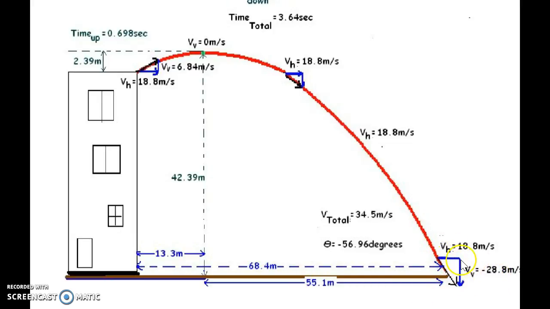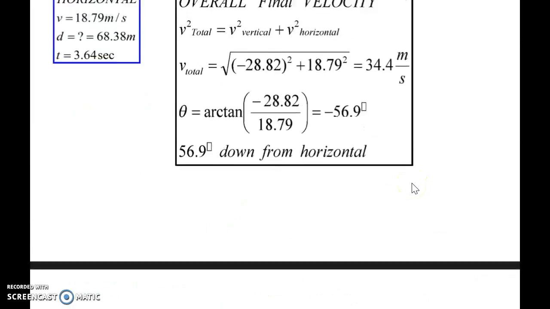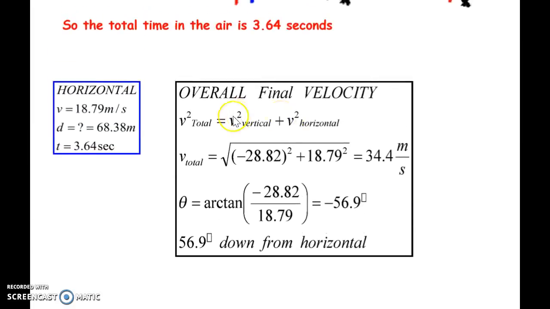So what we have to do is take these two components, put them back together to find the overall velocity, which will include an angle. Pretty easy, just a little Pythagorean theorem and a little bit of an arc tangent there to get the angle. So that's what this is showing. A little bit of Pythagorean theorem to get the overall final velocity, 34.4, and then an arc tangent to get about 57 degrees down from horizontal.